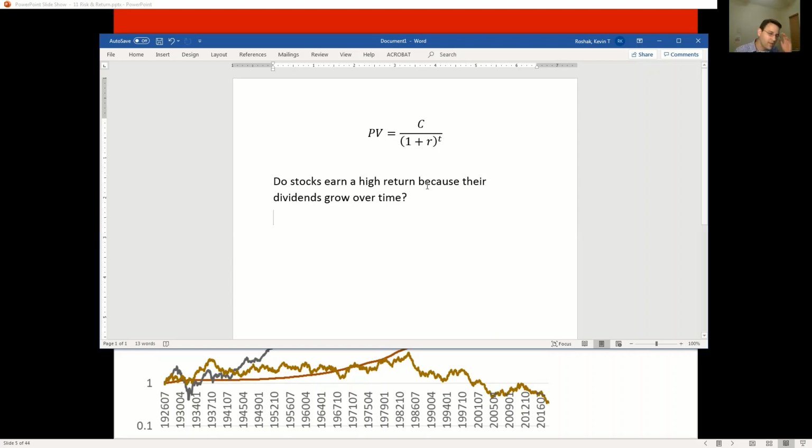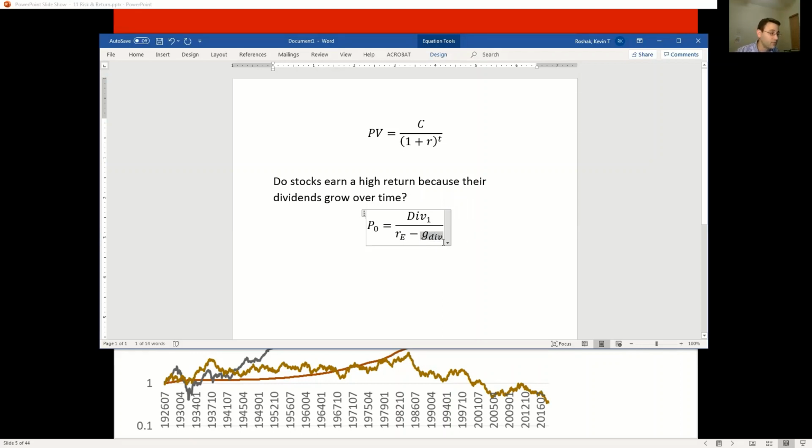This may be one thought that you have as to why stocks earn a higher return, because the dividends are growing. But remember our constant dividend growth model. The price of a stock today is equal to the dividend in a year, divided by the return on the equity of the stock, minus the growth rate in the dividends. If you say that the dividends are growing over time, that's fine, that's true. That's accounted for in G, in the growing perpetuity formula.